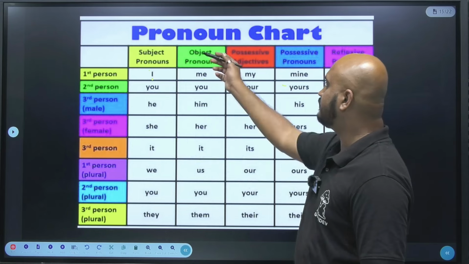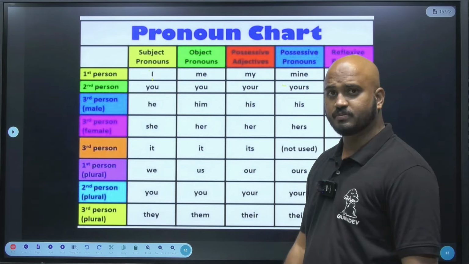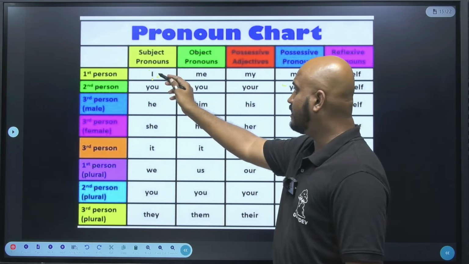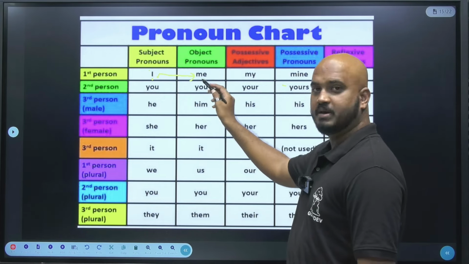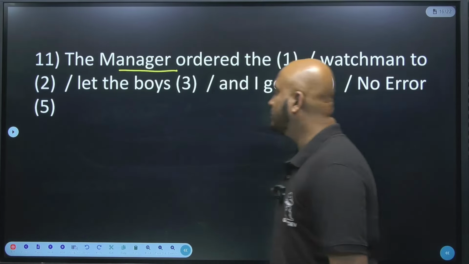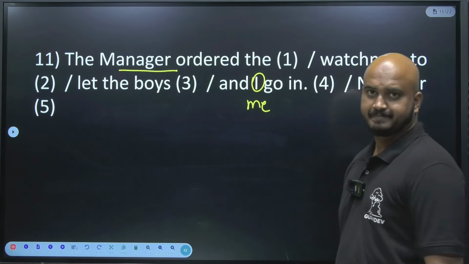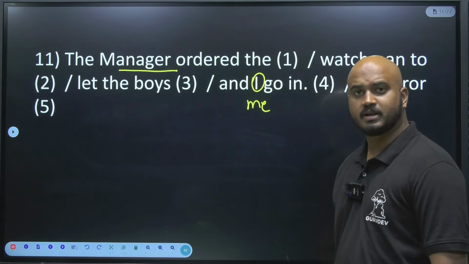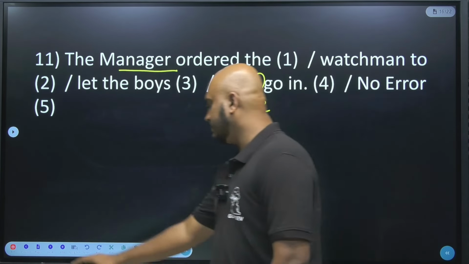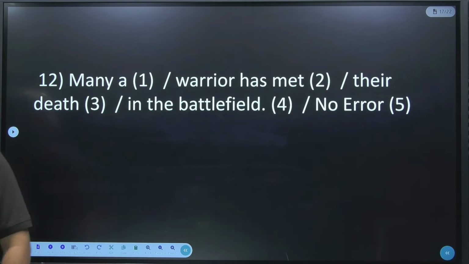So these are the different objective pronouns. And since we're talking about I, its objective pronoun is me. So again, the right answer here would be to let the boys and me go in. So I believe you are absolutely clear with this. Let's move on to the next one. Question number 12. Many a warrior has met their death in the battlefield.